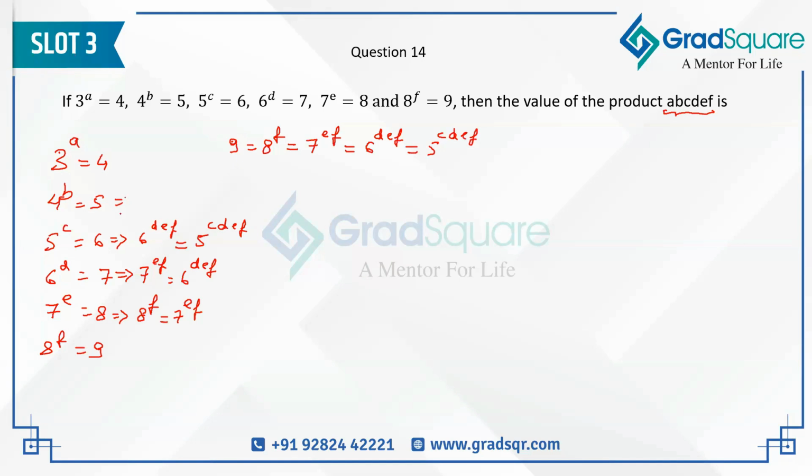Now once again, over here, we will do the same thing. 5^(cdef) will give me what? 4^(bcdef). Now, if I get 4^(bcdef), it will become what? 3^(abcdef), right? And look at this. At the end, you had a 9. So what will happen to abcdef? It will become equal to 2, right?